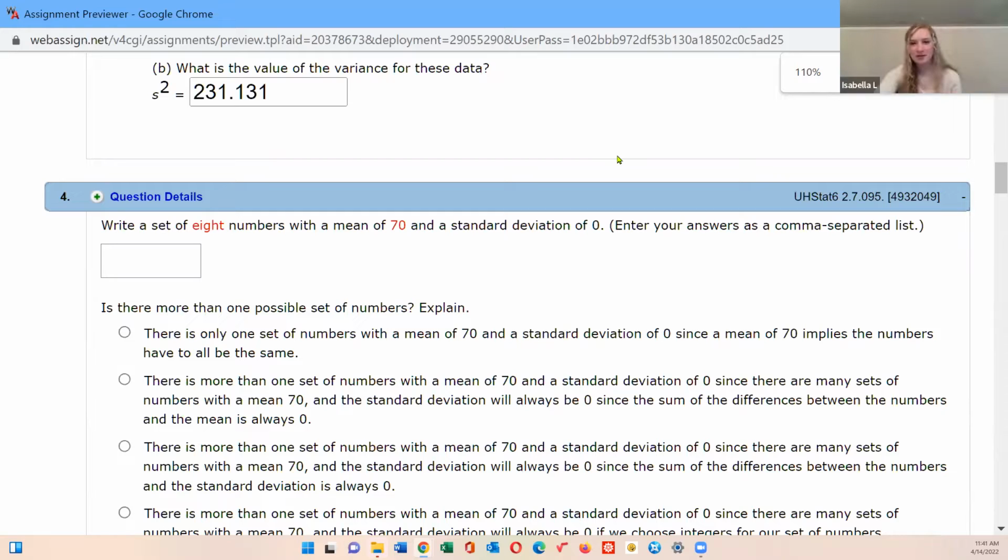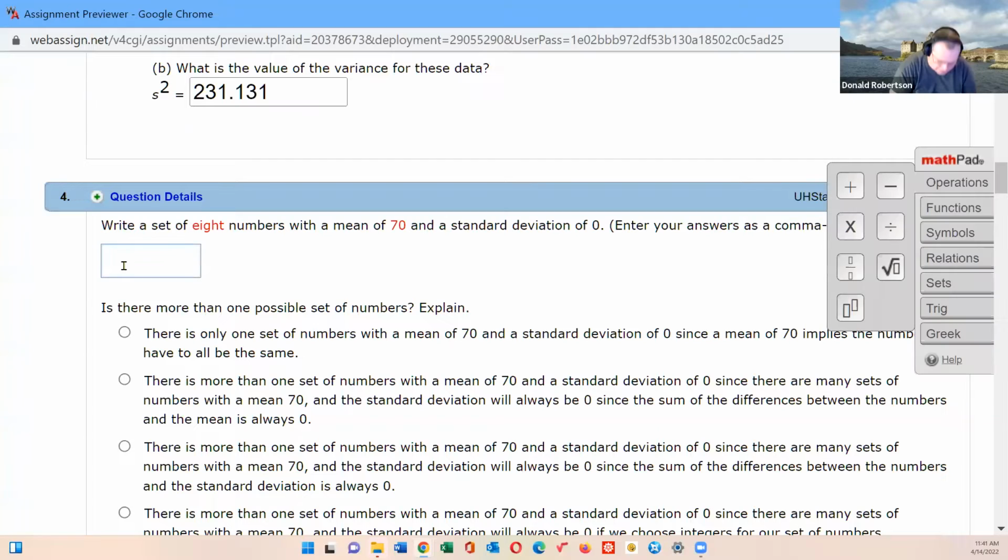Wouldn't they all be 70? Yep, and isn't that a silly question? 70, 70. So when they ask you and they use this phrase, comma separated list, you would go 70, 70, 70 on board, right? You just do it until you've done 8 of them. If you do 7 of them, it'll tell you you're wrong. If you forget to put the commas in, it will tell you you are wrong.